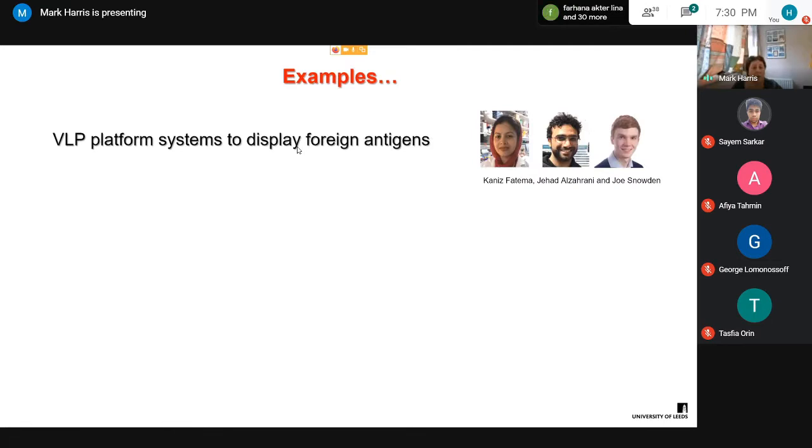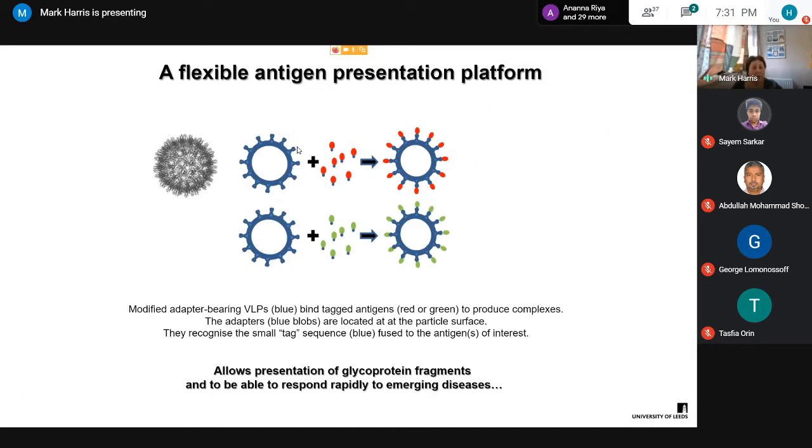So what I want to talk to you about are two examples that we've been working on or contributing to in Leeds. And the first one is to talk about VLP platform systems. So in this case, what we're doing is we're using a virus-like particle like this, and we are decorating it with antigens of interest. So we're not interested in the platform or the VLP itself. We're interested in this as a scaffold, as a way to display other antigens. And so in this case, this is our VLP. And it's represented as a cartoon illustration as this blue ring. And we decorate the surface of it with antigens of interest.